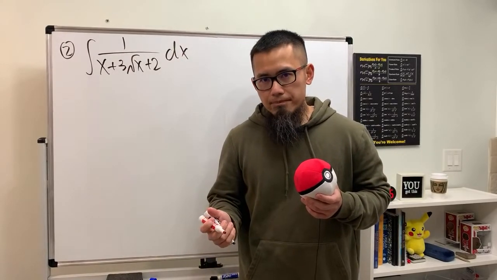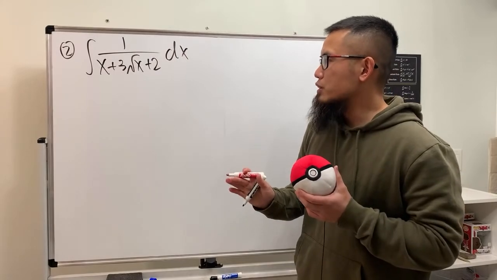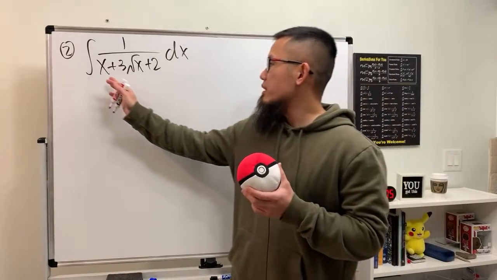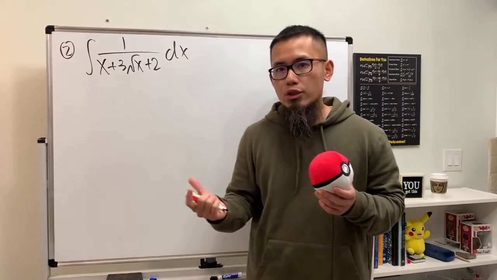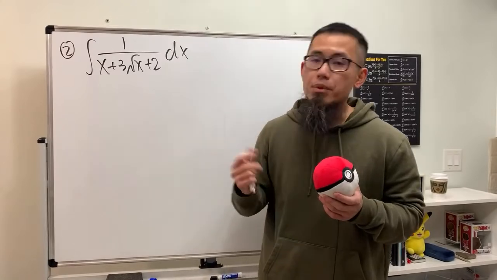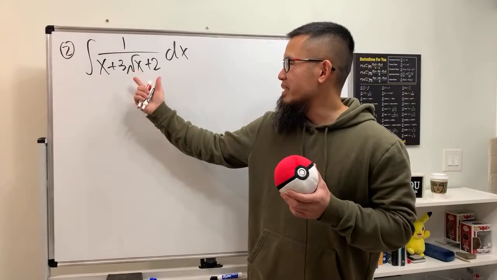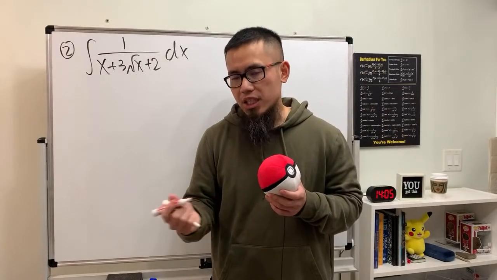For this one right here, we can't do partial fractions right away because this is not a rational function. For a rational function, we must make sure that we have x to some positive whole number power. This is technically x to the 1/2, right?